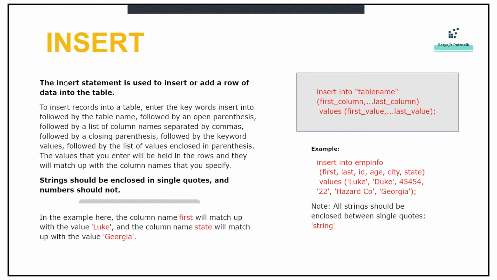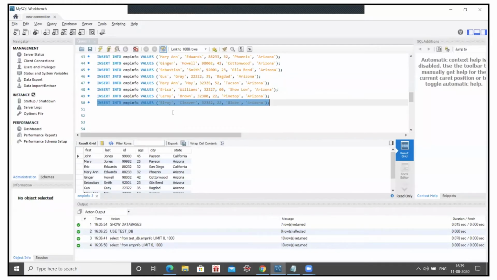To insert records into a table, enter the keywords insert into followed by a table name followed by open parenthesis. So you can look at this particular example, and this is how your insertion happens. Example: insert into table name, your column names, values. Okay. Without this also it's possible. So I have already run it.